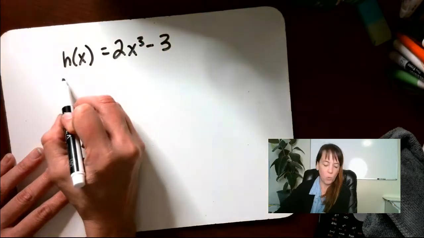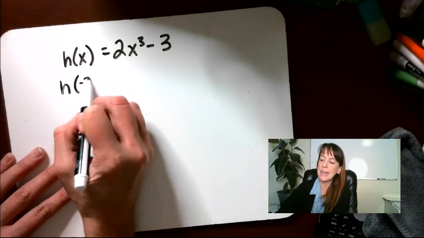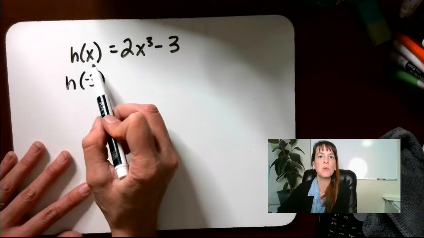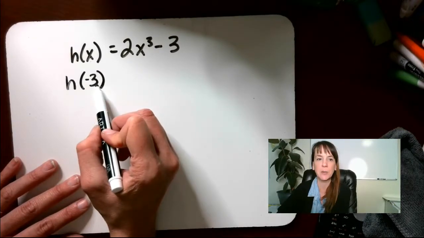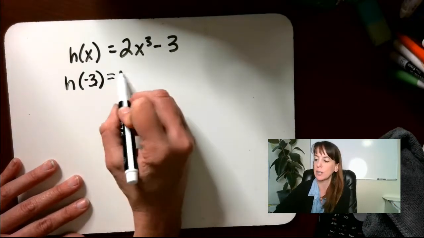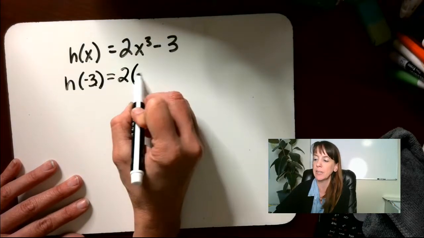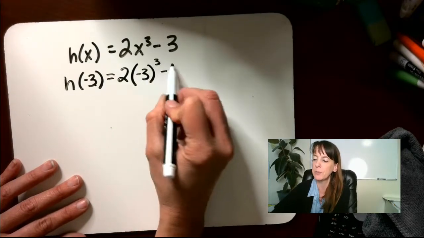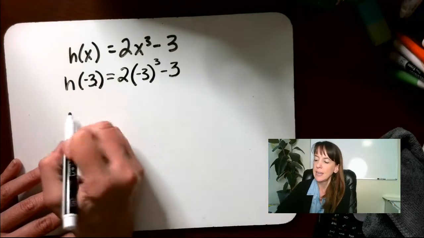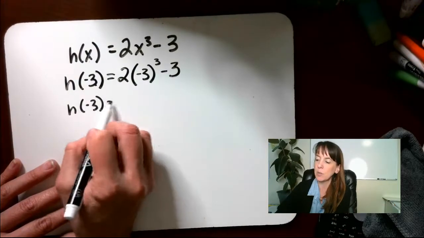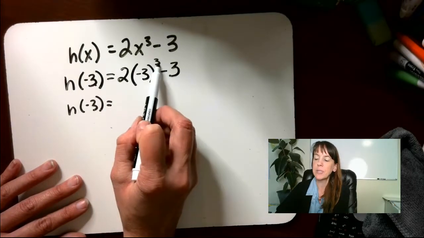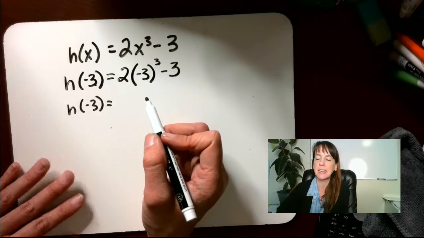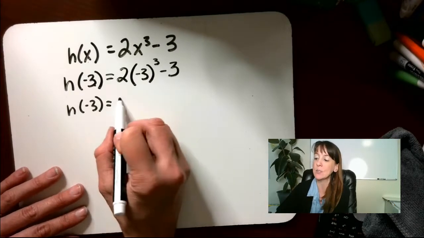They want to know what it is when h of negative 3. Well, you see we're replacing the x with a negative 3. You're going to do the same thing in this equation here. 2, and instead of x, we're going to put in negative 3 cubed minus 3. Okay? h of negative 3 equals negative 3 to the third power, which is negative 3 times negative 3, which is 9, times negative 3, which is negative 27.